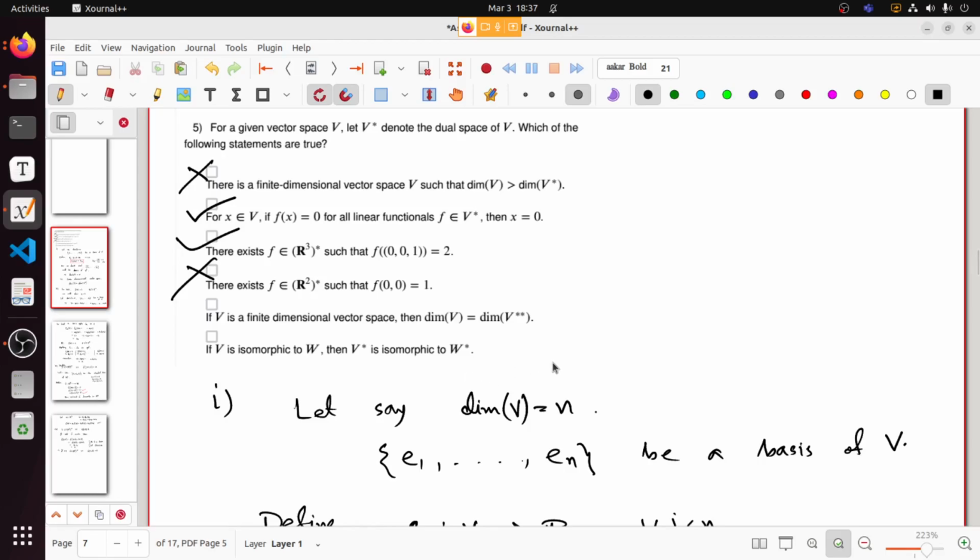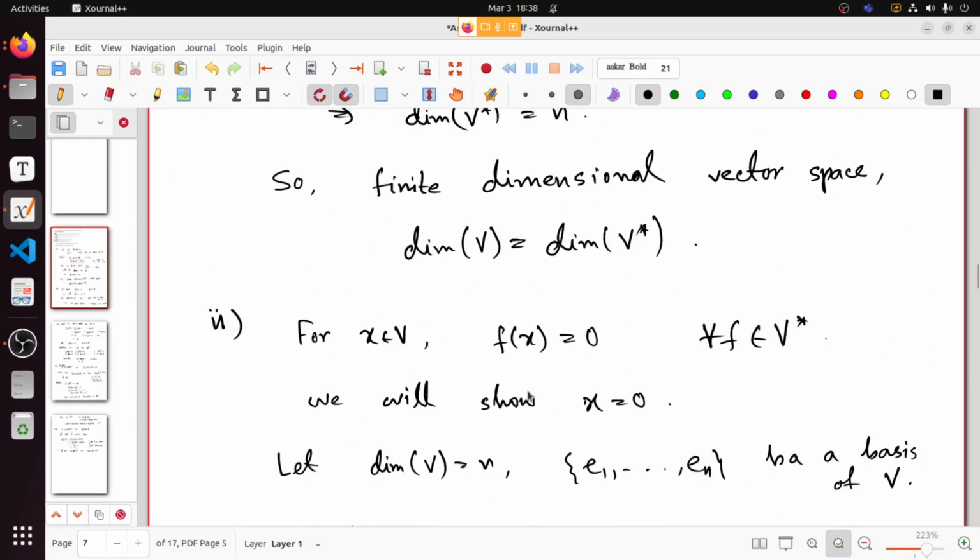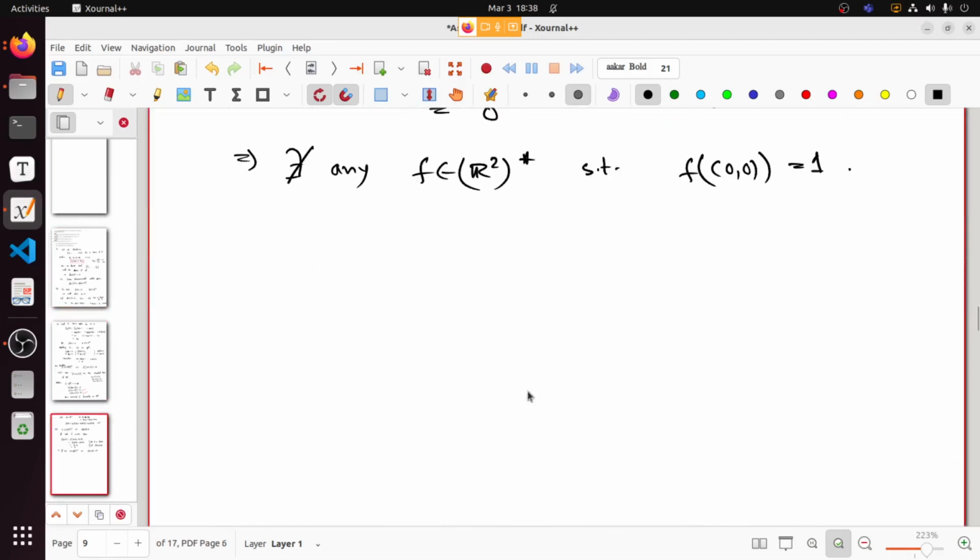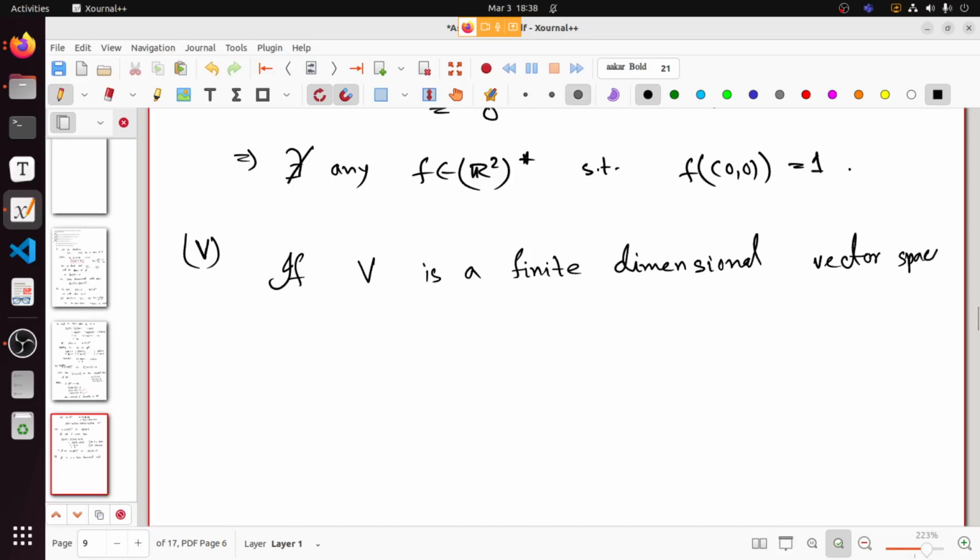It's saying that if B is a finite dimensional vector space, then dimension of B is the dimension of B double star, meaning the double dual. What is the double dual? It's the dual of the dual, right? So option number 5 says: if B is a finite dimensional vector space, then dimension of B equals dimension of B double star.